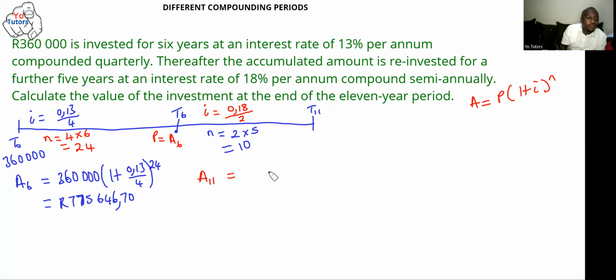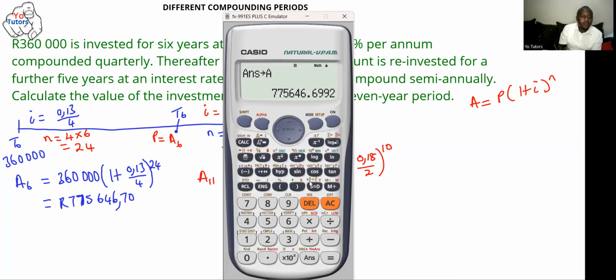A11 is going to be equal to our 775,646.70 times (1 + our new interest, which is 0.18 over 2), to the power of 10. Let's see what we get when we do that. I just want to clear this and show you what you do. To retrieve your A, you just say recall A, and you have your answer.